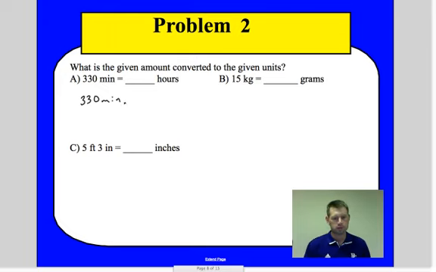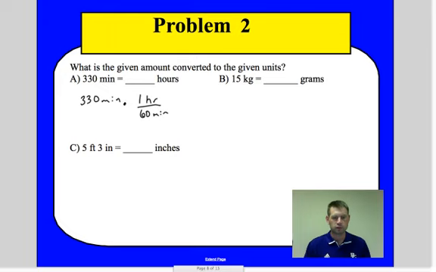Well, what I know is that I have 1 hour, which is equivalent to 60 minutes. Okay, this is the conversion factor. 1 hour, 60 minutes, that's the same thing. Many of you know that. So that's how we're going to write it up.